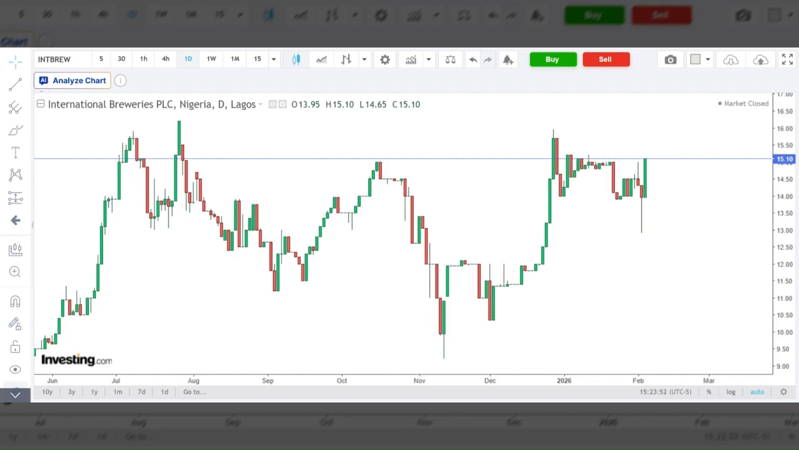Today we'll be analyzing International Breweries. Yes, International Breweries. Why did I choose this stock? Because the fundamentals have potential. The earnings from the company showed some potential, so I decided to look at the stock and see if there's any potential win for traders. I'll call International Breweries a tradable stock.